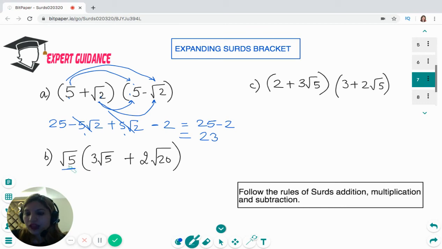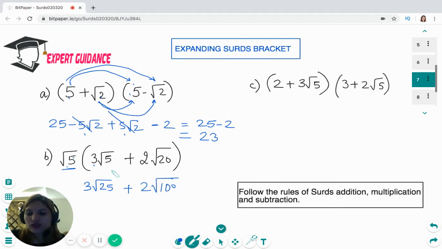So root 5 times 3 root 5. Remember the multiplication rule. You can multiply the whole numbers together and the roots together. So 3 times 1 is 3. Square root 5 times square root 5 is square root 25. 2 times 1 is 2. Square root 5 times square root 20 is square root 100.